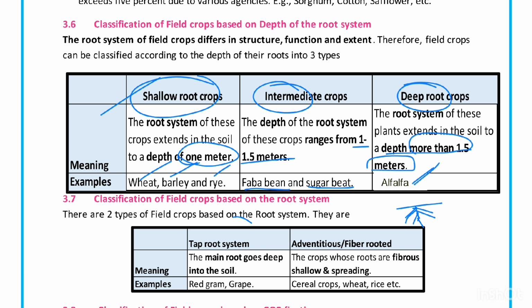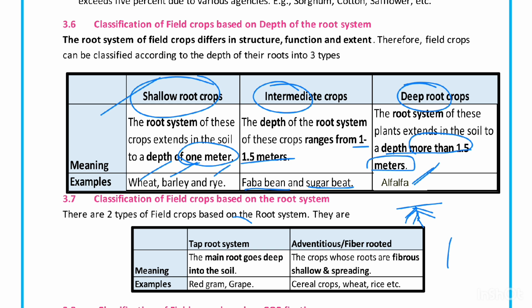An example is alfalfa. If you pull any crop that has a deep root system, it will require huge force to pull it off, because the root system is penetrating so deep down into the soil that it cannot be easily pulled off. Example is alfalfa. So I think it's very simple to understand that based on the depth of the root system in a particular crop, we have shallow crops, intermediate crops, and deep root crops.